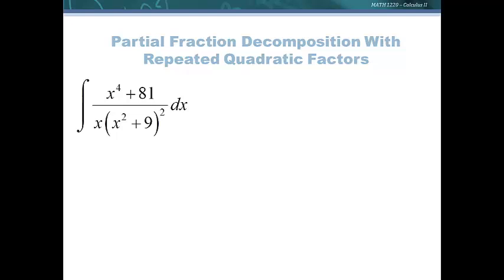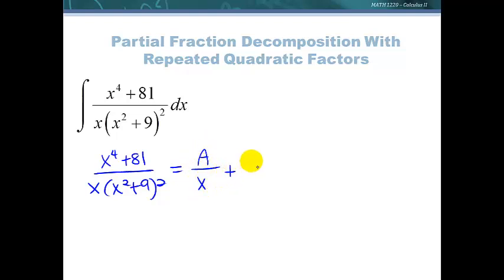What happens if we have a repeated quadratic factor? I'll just tell you it can get extremely ugly, meaning the algebra can be large, but let's at least look at the setup here. So this would have x squared plus 81 over x times (x squared plus 9) squared. In setting up our partial fractions, we would have one for the x.